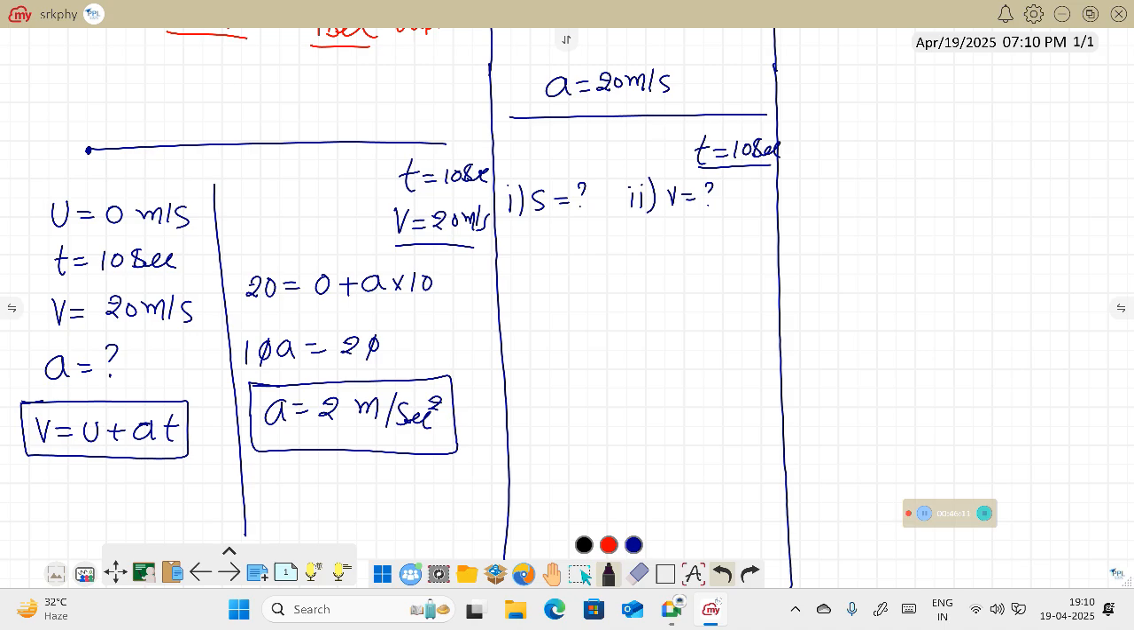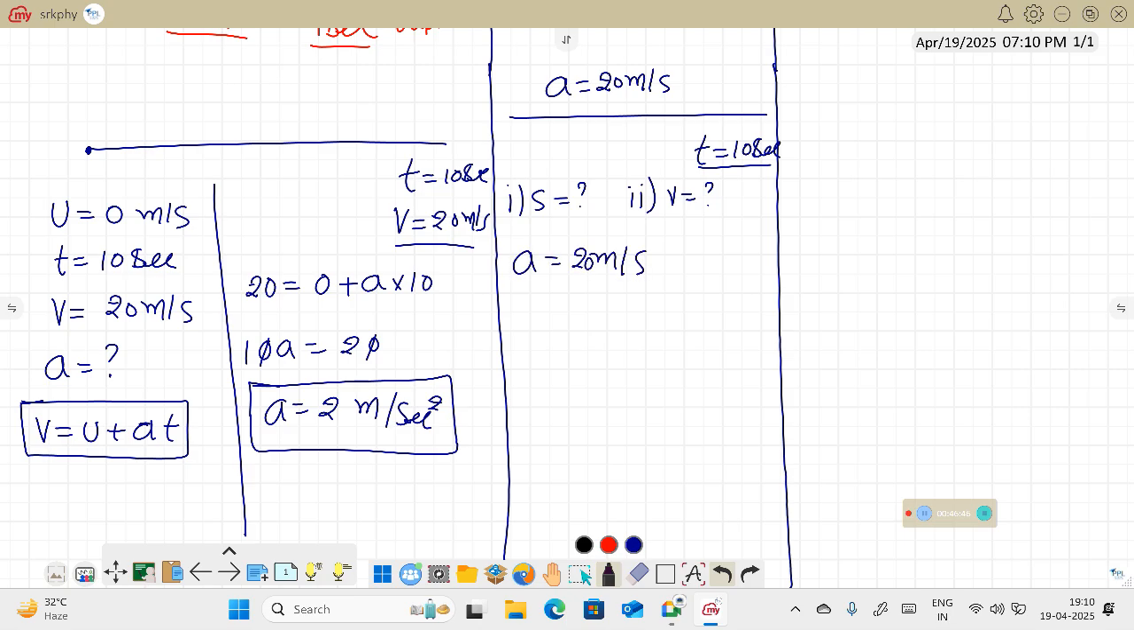To find the first question, what is the distance covered? Use v equals u plus at. First, which formula do you have to use? First write v is equal to u plus at. Distance is not given, right? Distance is not given, so can you use it? There is no distance term at all. Yes, sir. So first you write the data, what is given. What is given? a is given, 2 meter per second square.